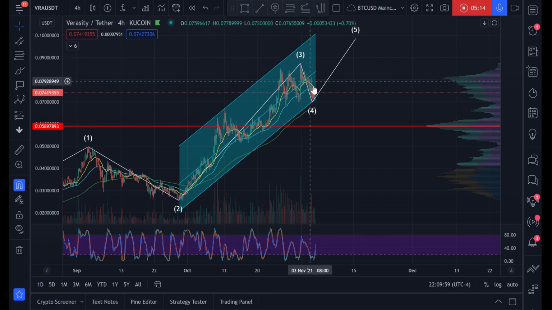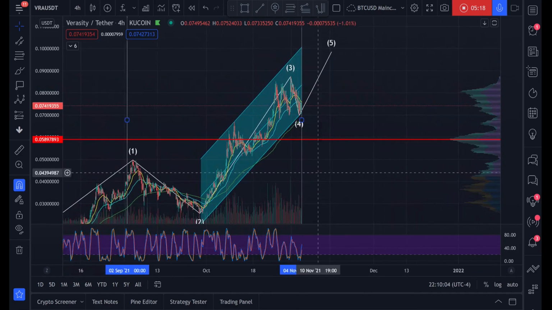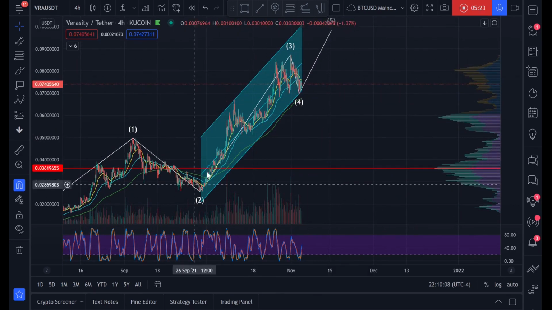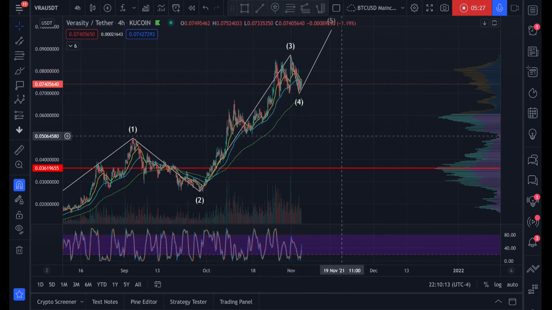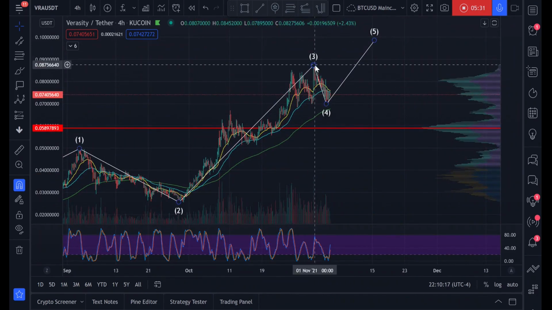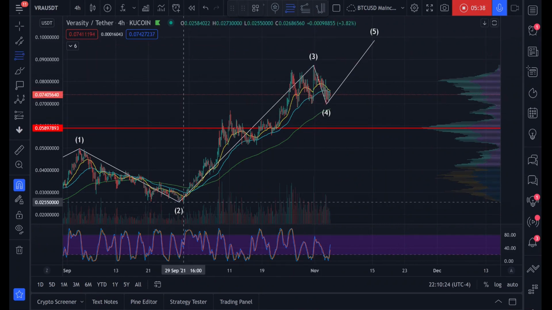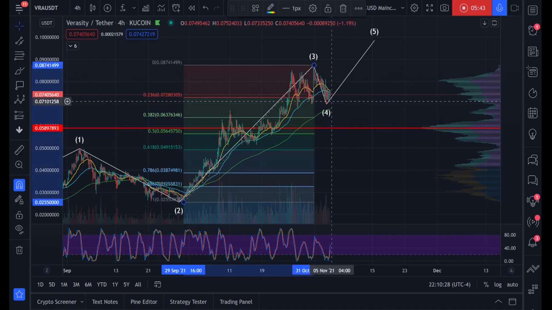And now we come to our wave 4. And the rule for wave 4 is that wave 4 retraces between the 0.236 and the 0.382 of the 3 wave. Okay, and let's remove this channel. It's not necessary right now. So if we pull the fibs from the beginning of the 3 wave till the end, we see that wave 4 ends between 0.236 and 0.382.